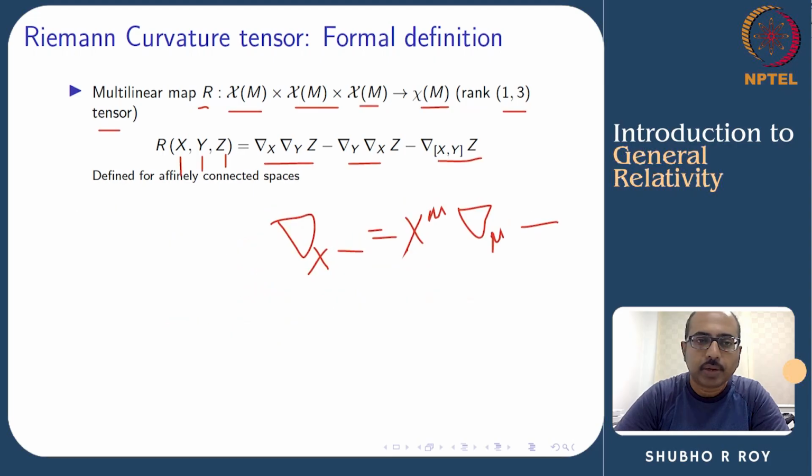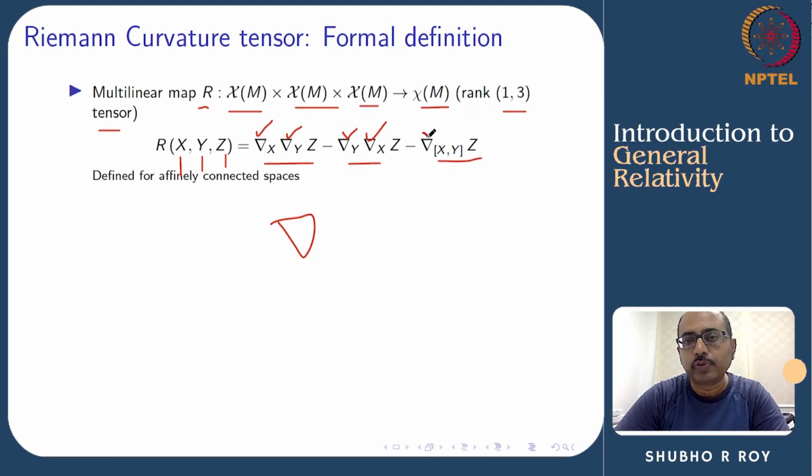This Riemann tensor is defined for affinely connected spaces, because you need to know how the covariant differentiation works, and we all know that to specify covariant differentiation you need to specify some connection. In GR, we'll always be interested in the Levi-Civita connection, not any random connection. But R in general is defined for affinely connected spaces.